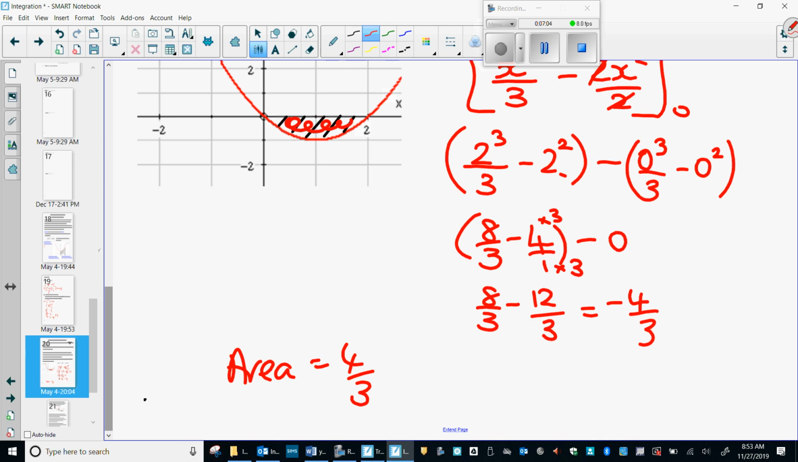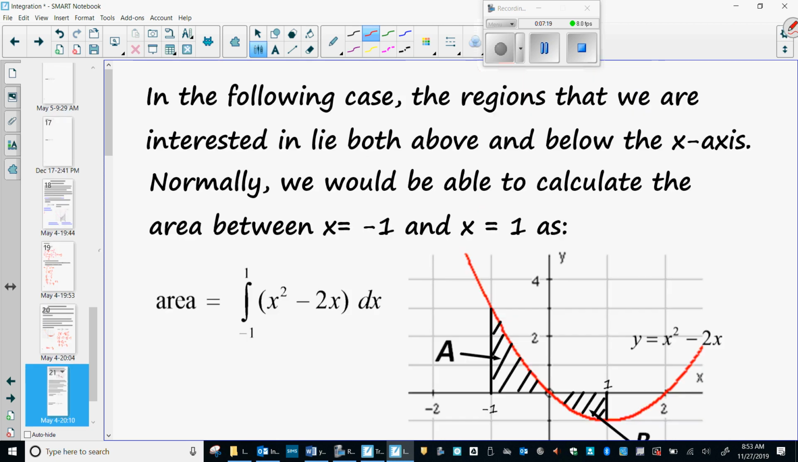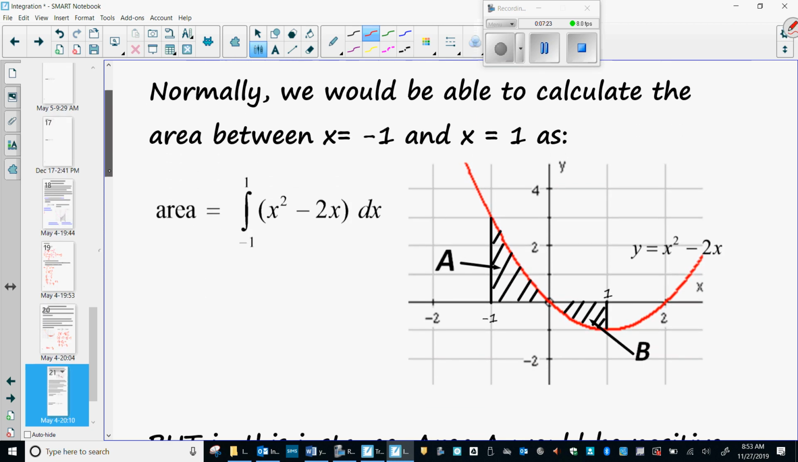Does that make sense? Okay, so the area itself is just 4/3. Now, that's all well and good if what they've asked us to find is completely underneath the x-axis. The issue arises for questions like this.